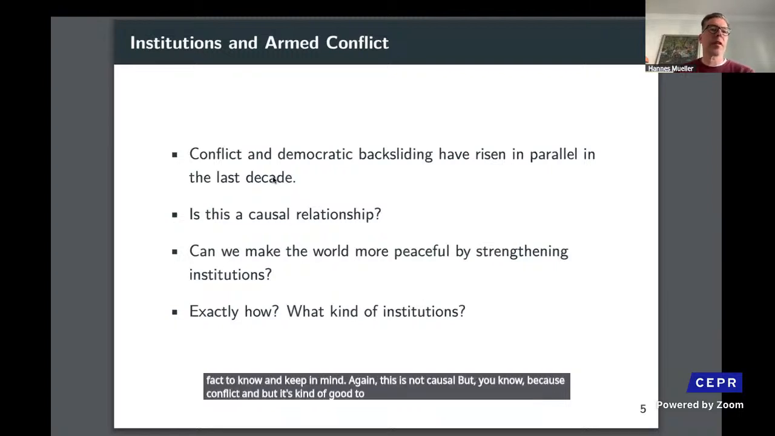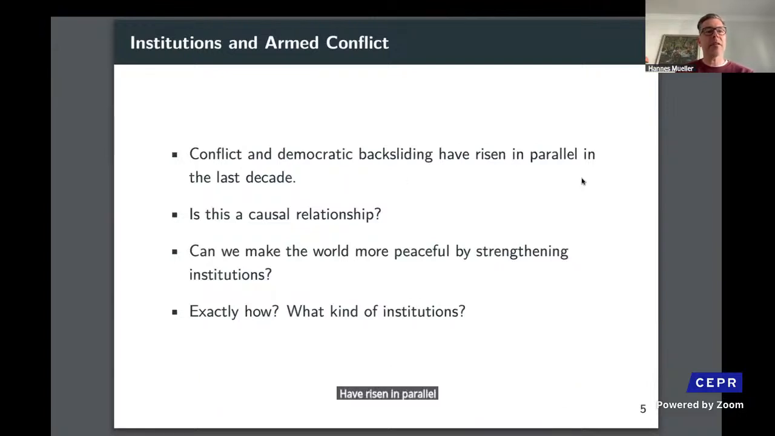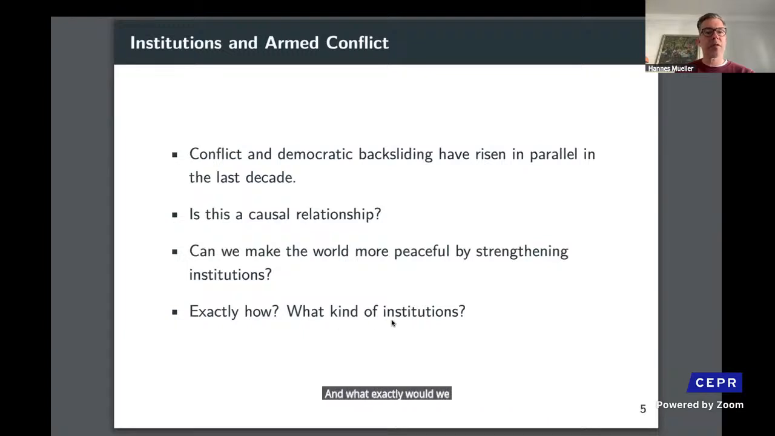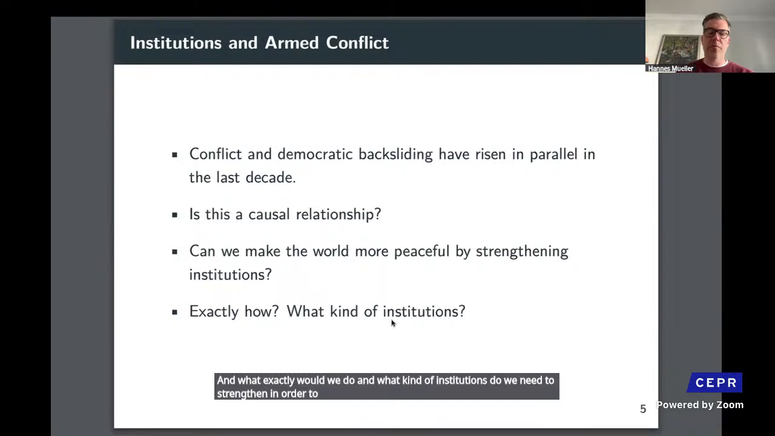And so conflict and democratic backsliding have risen in parallel in the last decade, right? And so the question I'm asking in this lecture is: is this a causal relationship? Can we make the world more peaceful by strengthening institutions? And what exactly would we do? And what kind of institutions do we need to strengthen in order to get to peace?